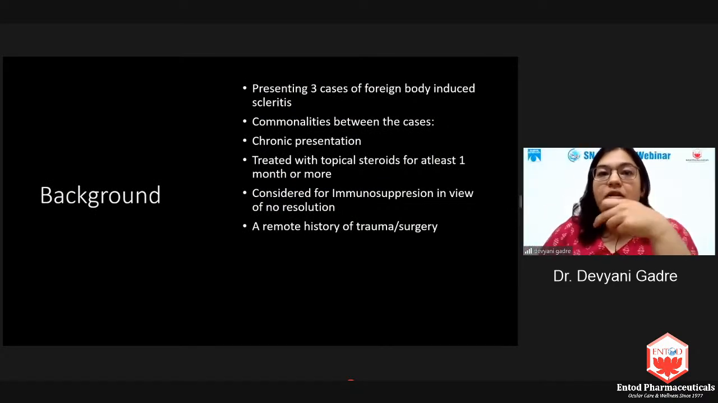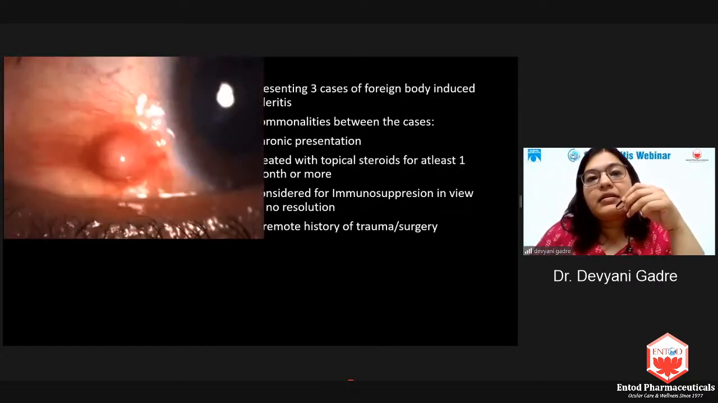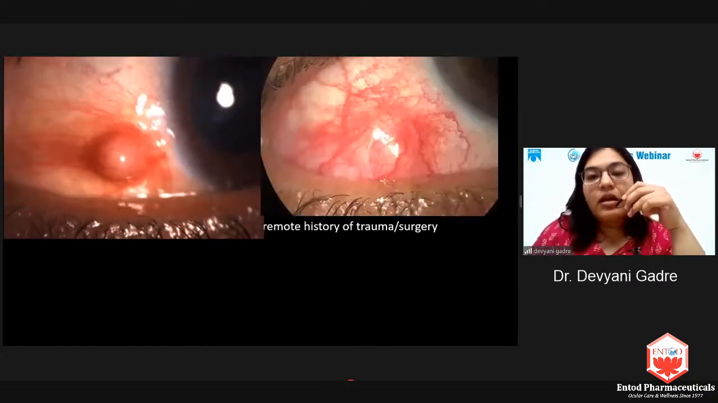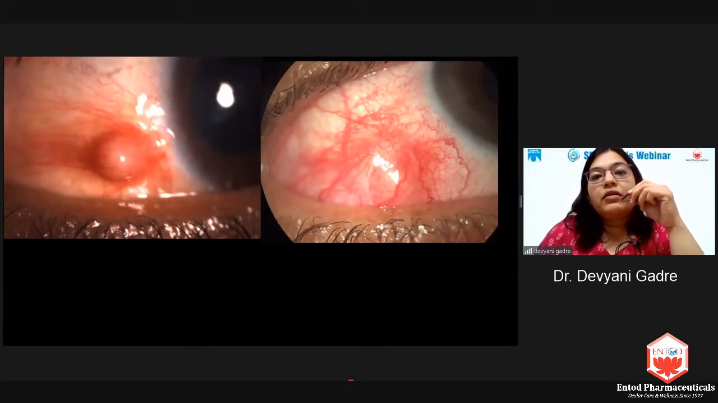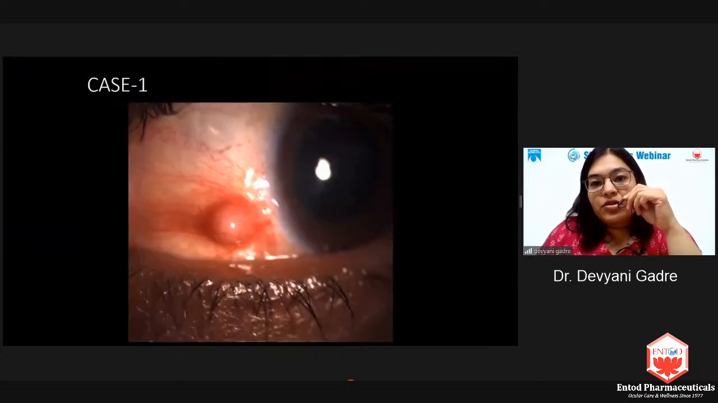Sure, I'll be louder. So I'm talking about three cases here. Commonalities in these three cases have been the chronic presentation. They have been treated with oral or topical steroids elsewhere, and all three of them have had a history of either trauma or surgery, and all of them have been considered for immunosuppression as well.